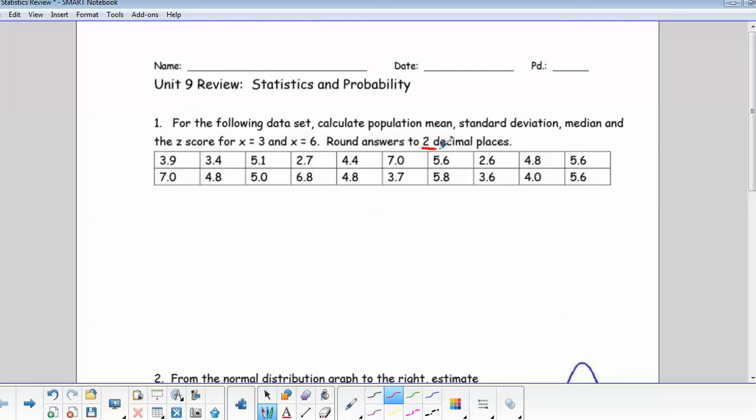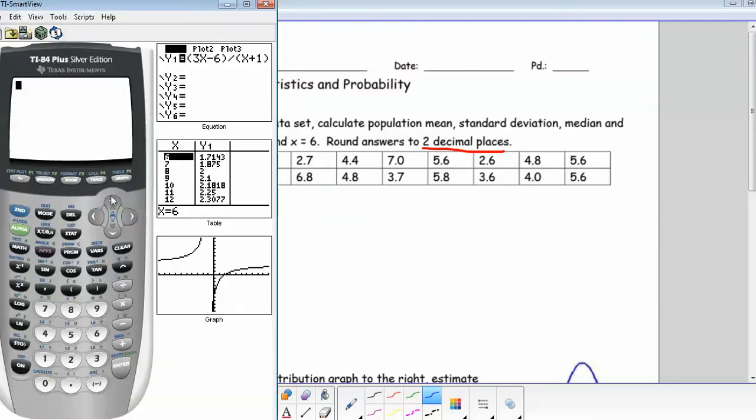Alright, so you're going to need to put all of this data in the lists in your calculator. On your calculator, you press Stat, and you want to edit your list. If you have data in your list, you can clear it out, and then you need to enter all of those numbers. After, you can pause the video here, because you should really practice putting those numbers in your calculator.